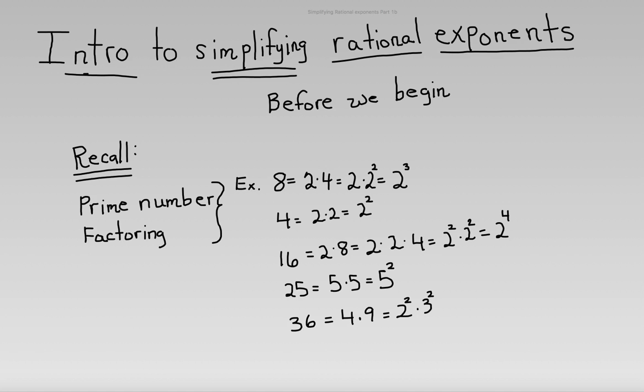So before we begin, let's remember how to break a number into its prime factors. So 8 is 2 times 4, which is 2 times 2 squared, which is 2 cubed. 4 is equal to 2 squared. 16 could be broken up into 2 to the 4th. 25, we could break that into 5 squared. And 36 is 4 times 9, which is 2 squared times 3 squared. Breaking a number into prime factorizations is very important, especially when you want to use the laws of exponents to simplify rational exponents.